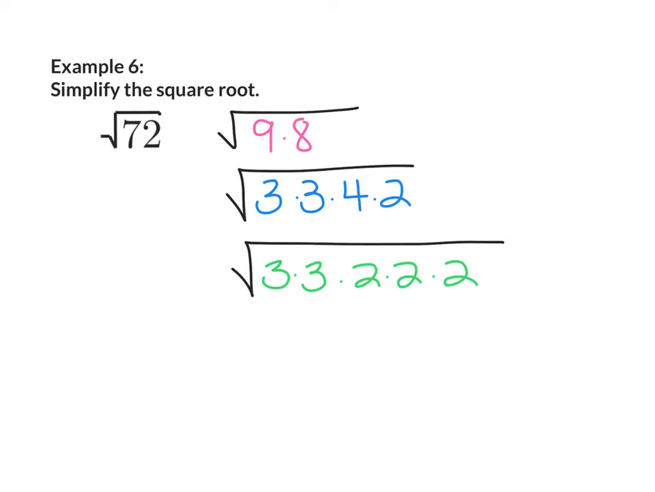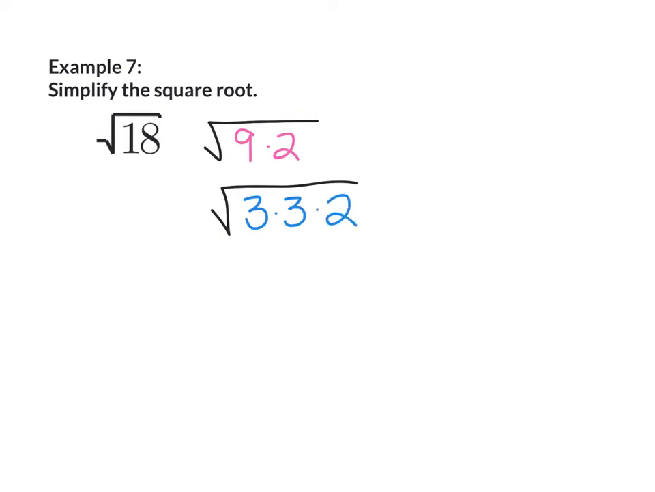Now I'm going to go ahead and find my twins. One dies, one escapes, one dies, one escapes. The 2 that's remaining does not have a twin, so it's going to stay inside the square root. And then the ones that escape are going to be multiplied together. So 3 times 2 gives me 6. And then I have the 2 that stays inside the square root. So my answer is 6 root 2.